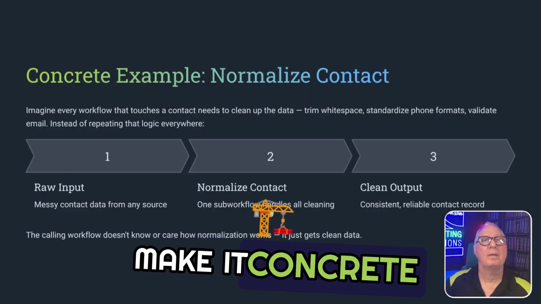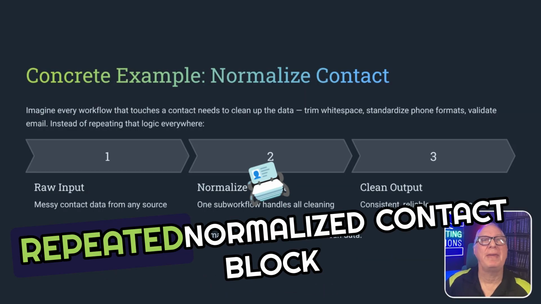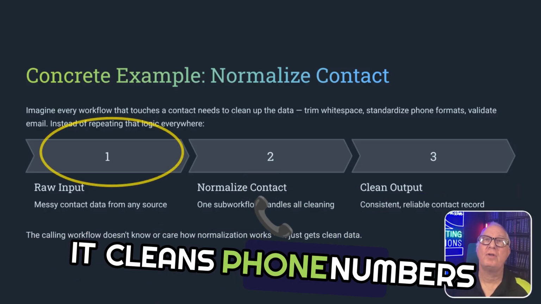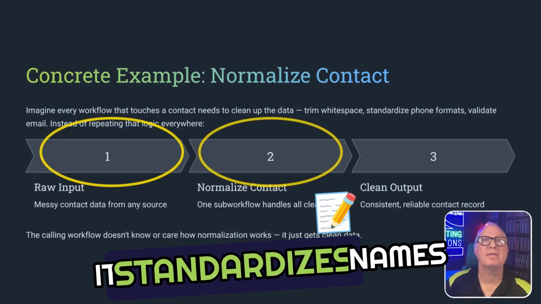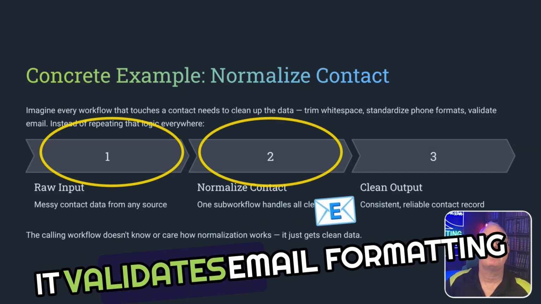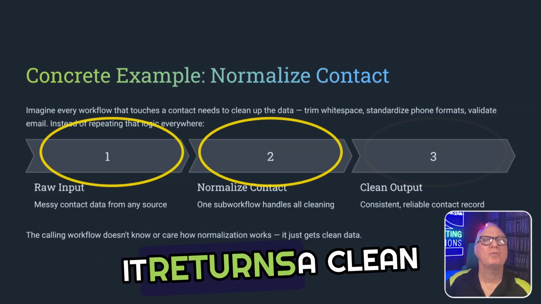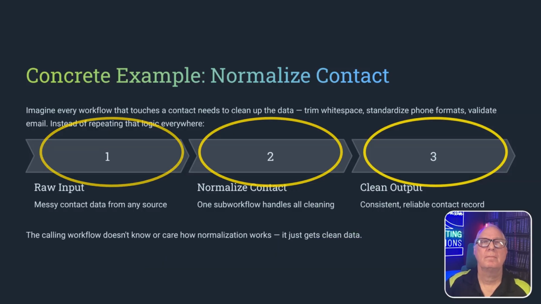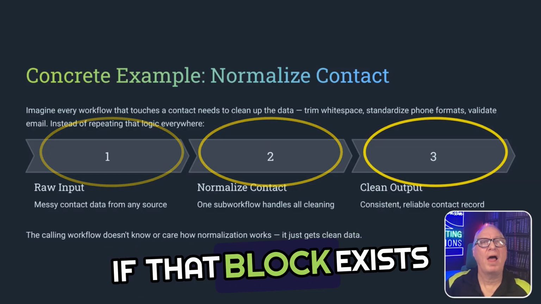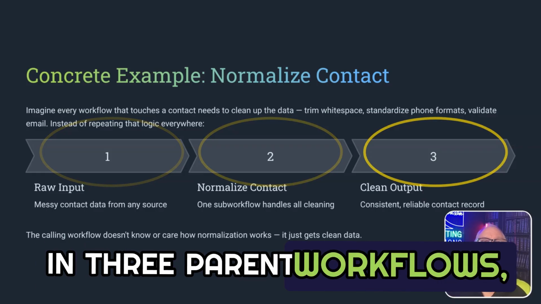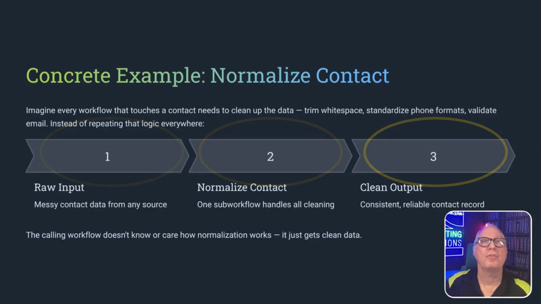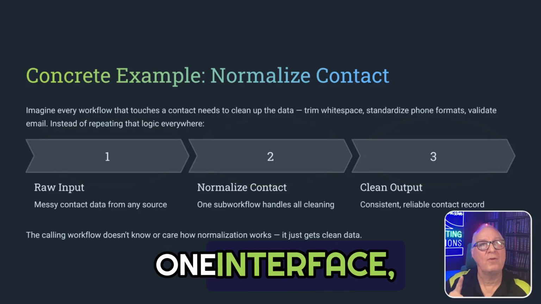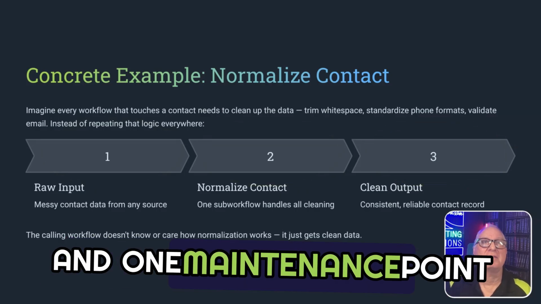Let's make it concrete. Imagine you have a repeated normalize contact block. It cleans phone numbers, standardizes names, validates email formatting, and returns a clean contact object. If that block exists in 3 parent workflows, you do not want 3 copies. You want 1 module, 1 interface, and 1 maintenance point.